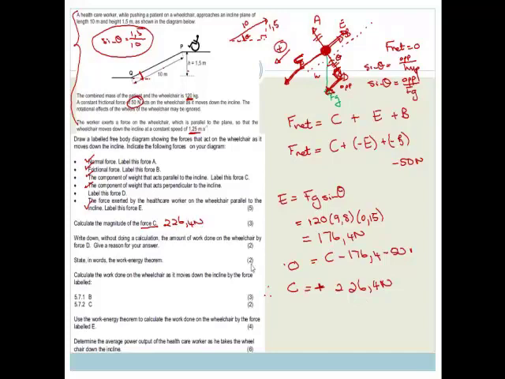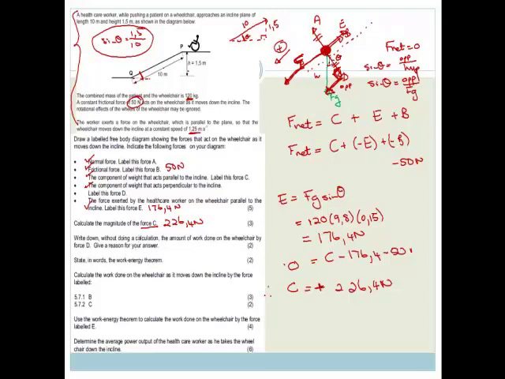226.4 newtons. Okay, and then we might as well just write this down. B is 50 newtons, and we worked out that E was 176.4 newtons, just in case we need it. Now it says write down without doing any calculation the amount of work done on the wheelchair by force D. Give a reason for your answer.